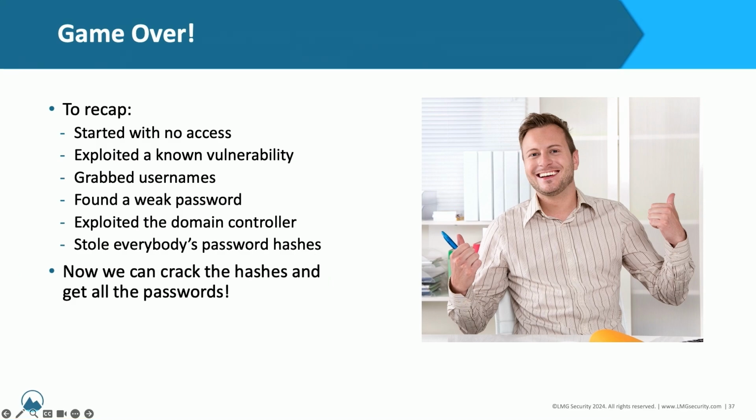Yeah. So to recap, just in this one single attack path, we went from no access. We started with pretty much nothing on the network, except for basic access into a peripheral Linux server that was running something like an external facing web app, which is something that a lot of attackers will go after. We exploited a known vulnerability on the network. We grabbed some usernames. We found a weak password, which is a very, very common scenario that we find especially when we look at bigger networks. We went after the domain controller. We exploited that, and then we stole everybody's password hashes. So basically, now we're done.